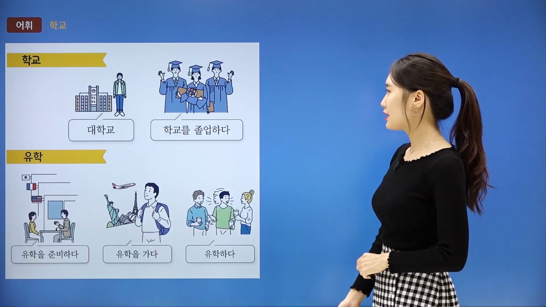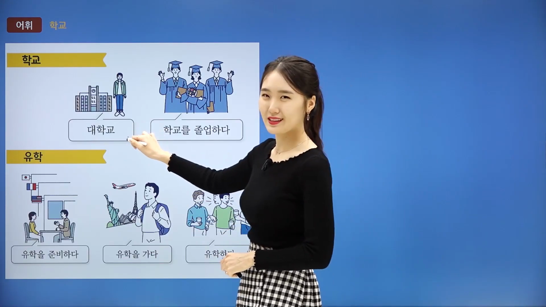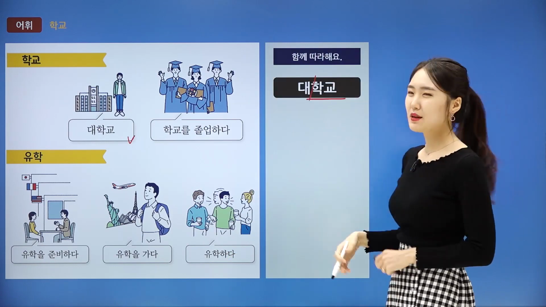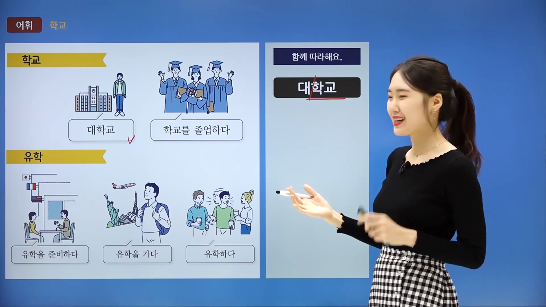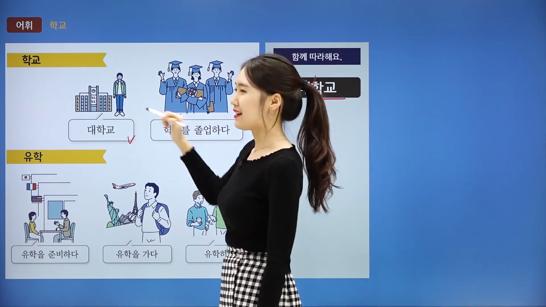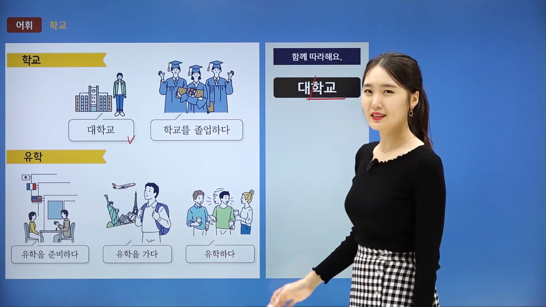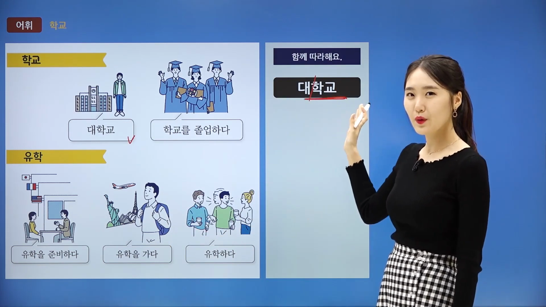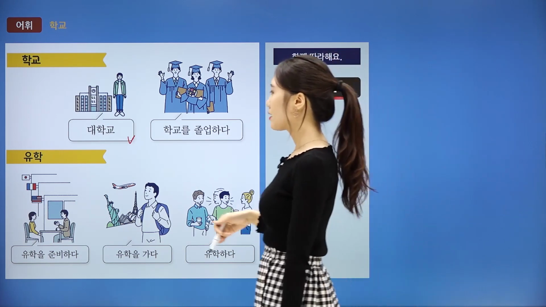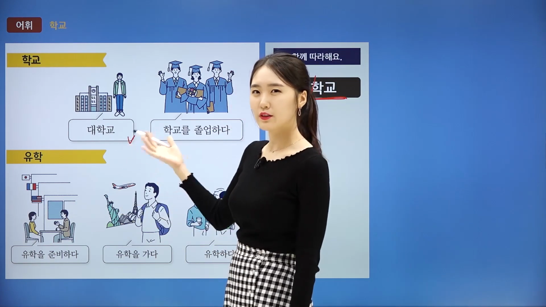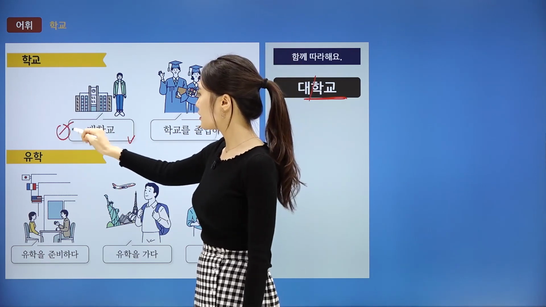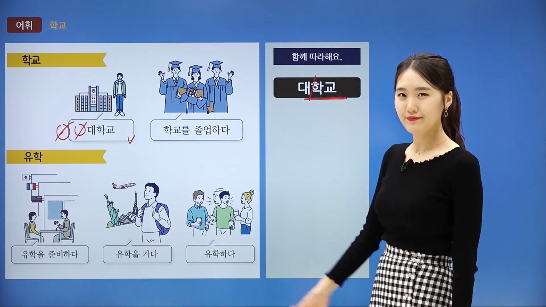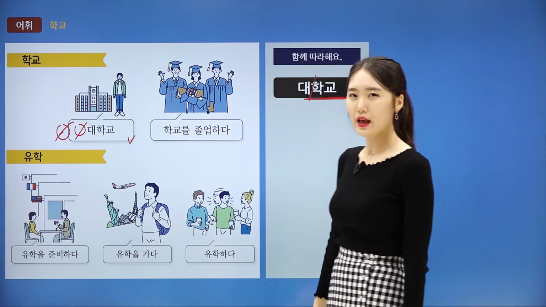Okay. Then here you see another school, the university. It's 대학교. 대 means big in Korean. So big school means college, university. In Korean, you say college is 대학교. And if you want to say the name of the university, it comes in front of 대학교. So maybe 서울 대학교. You can say the name before 대학교.